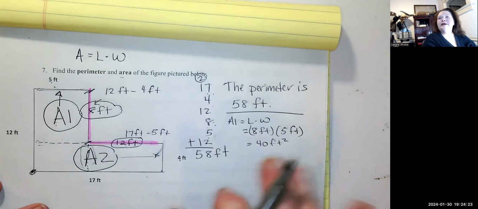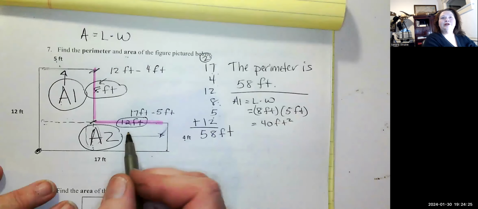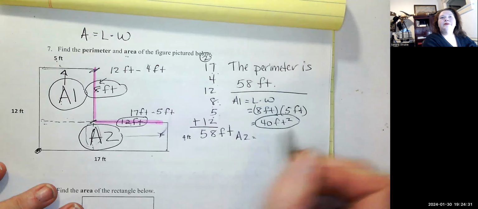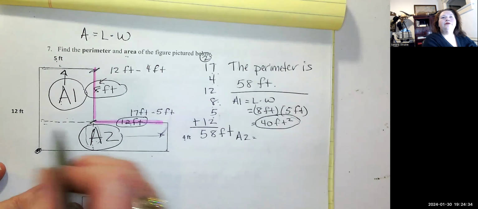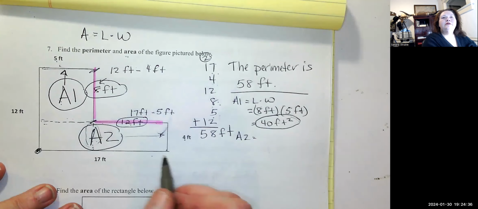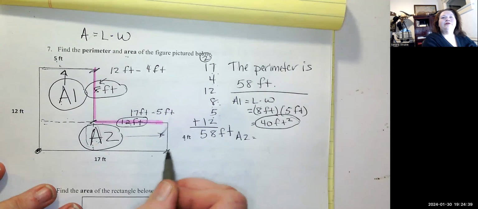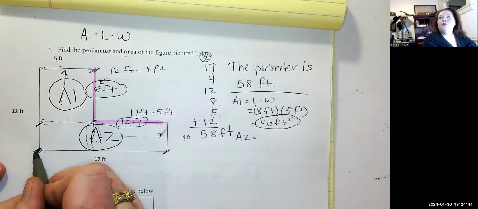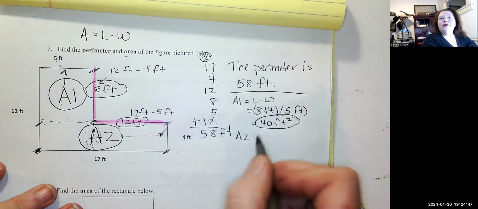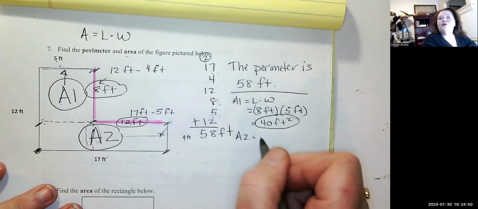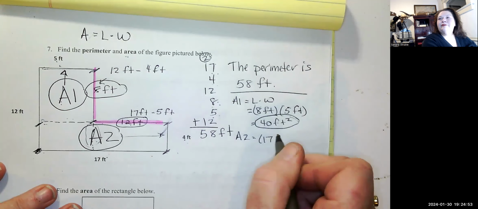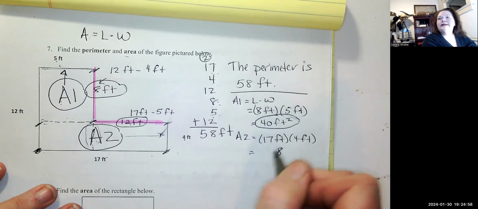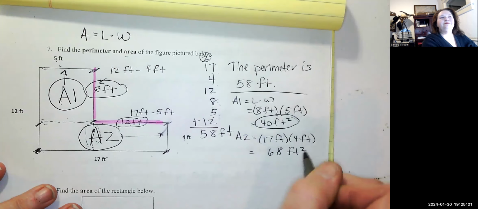I'll write my sentence after I get both areas and add them up. We have to find the area 2 first. Area 2, length times width. This is area 1. Okay, well, all right, this is 12. This is 17. So we'll have to use the 17 because that covers the whole length of area 2. And then we just need to know from here to here for the width. And we have that at 4. So area 2 is 17 foot times 4 foot. All right, and that is 68 feet squared.